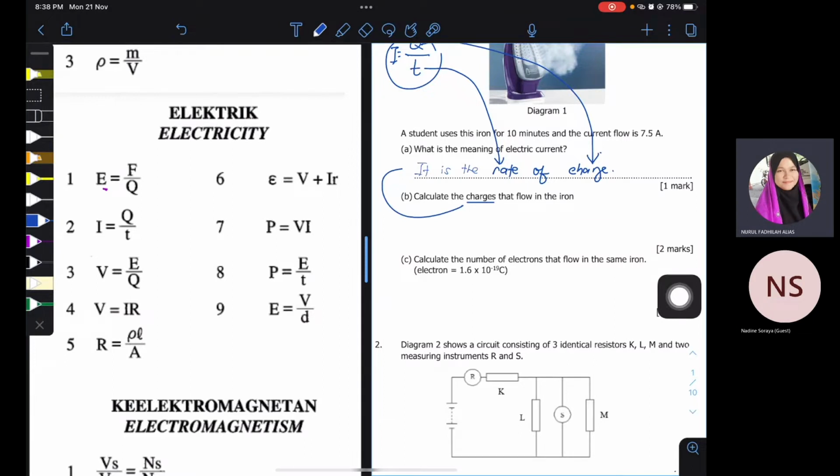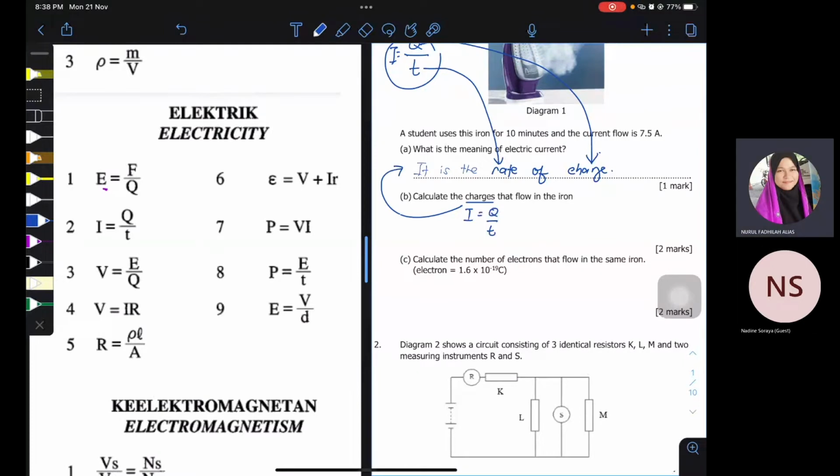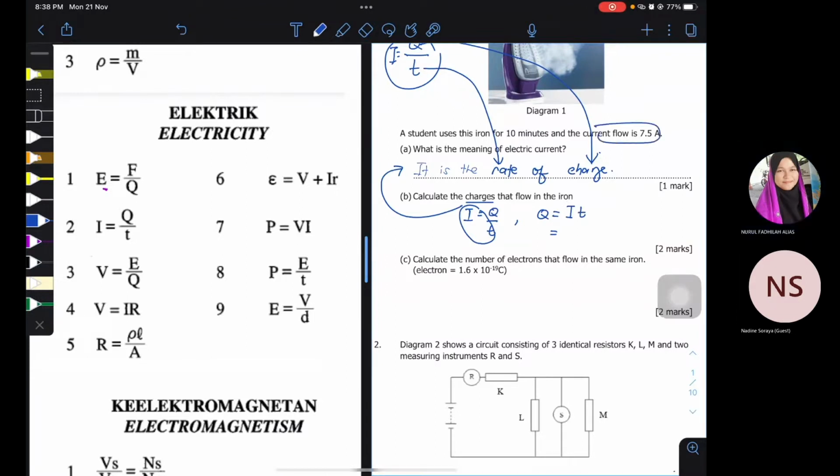Earlier we know I equals Q over T, but the question wants Q. Therefore Q equals, in mathematics, I times T. Do you know the I? I is current. Write the unit as well. And then time, what's the time? Is time given? Yes, 10 minutes.